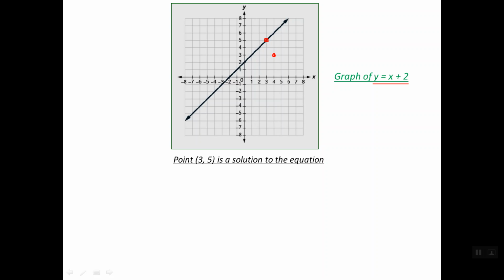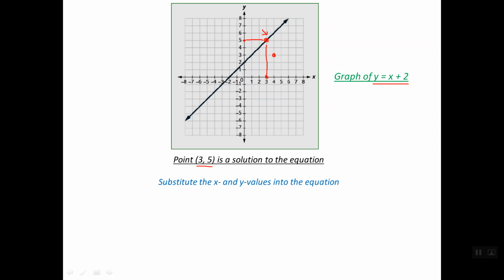So let's check first whether the point with coordinates 3 and 5 is a solution for this equation. We can conclude this in two ways. The first one is to plot the point 3 and 5. This is the point for x equal to 3, and this is y equal to 5, and this is the point 3 and 5, so it is a solution for the equation.